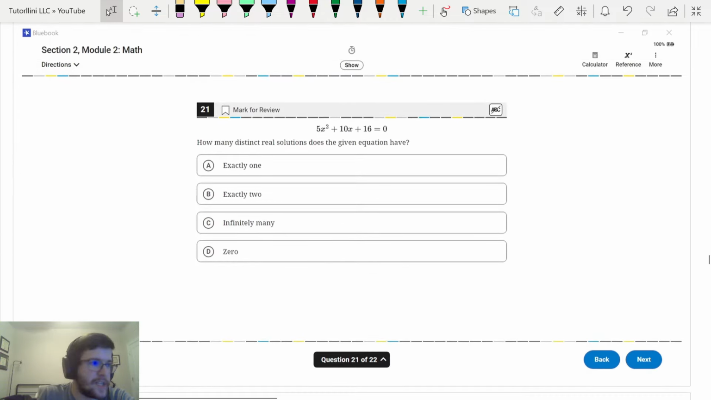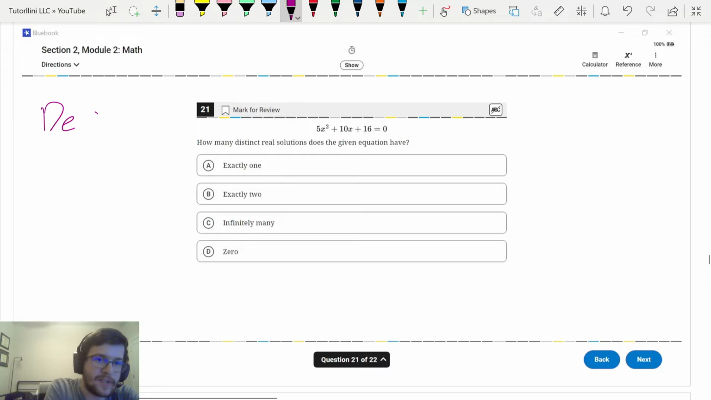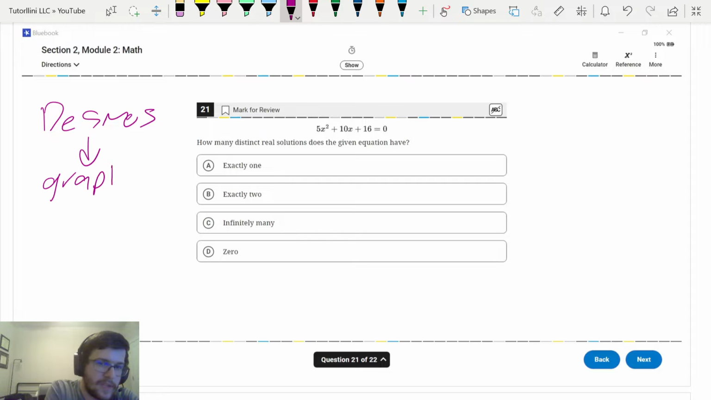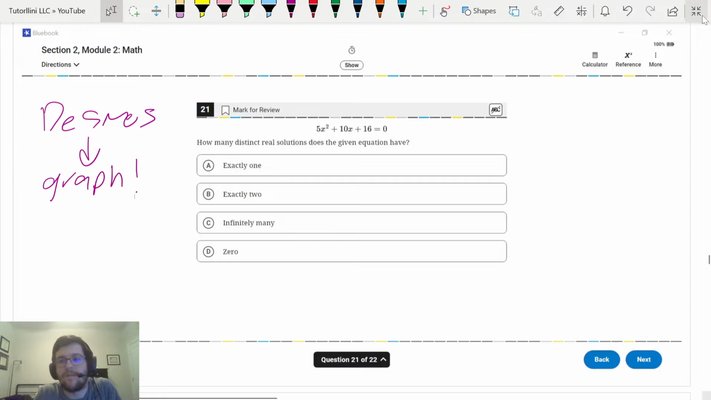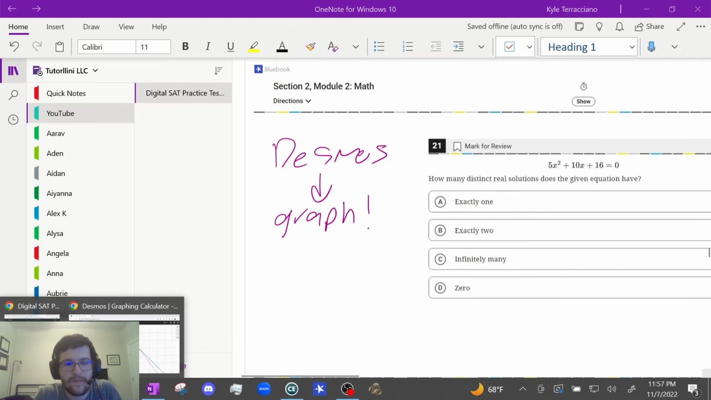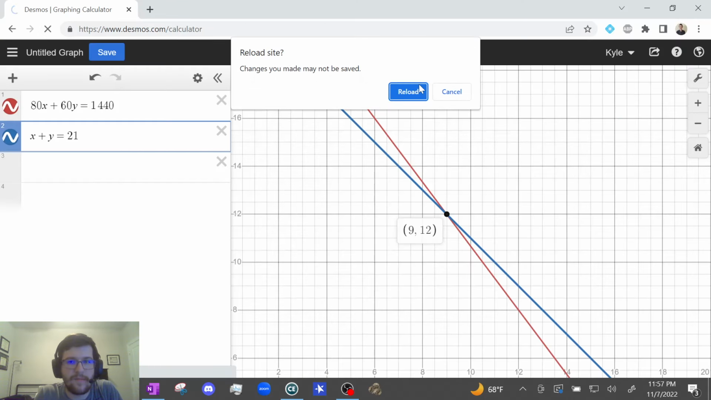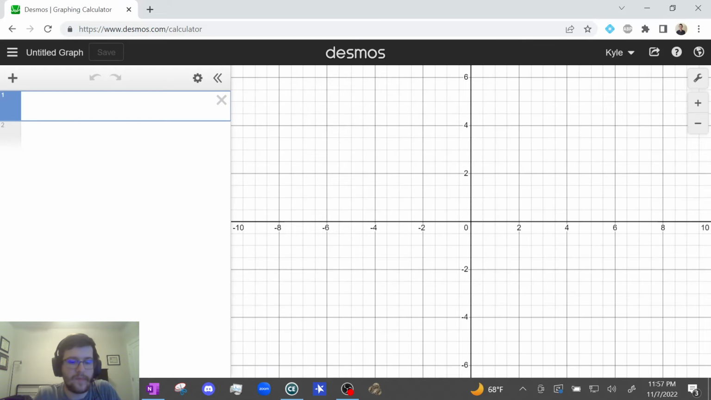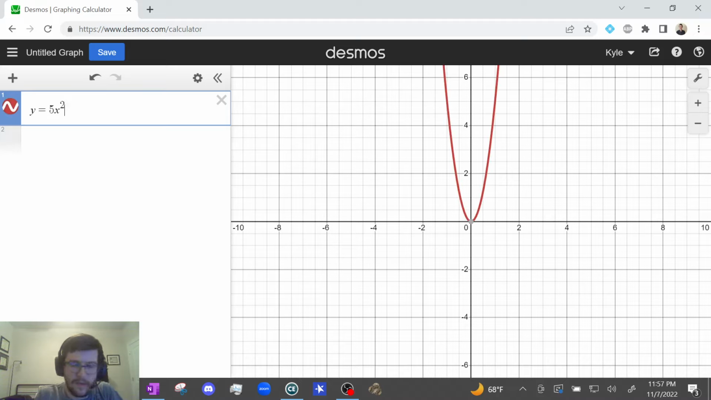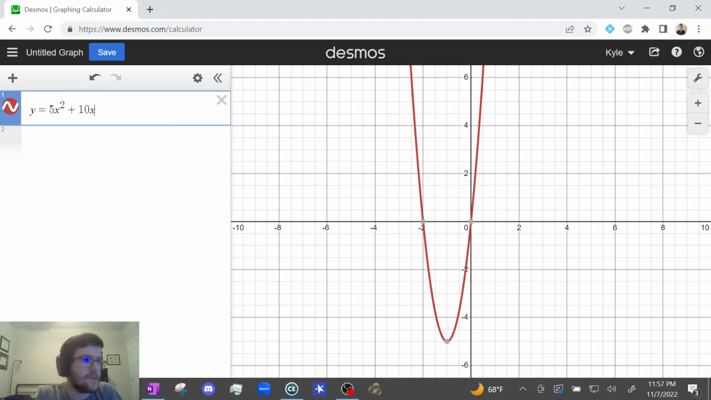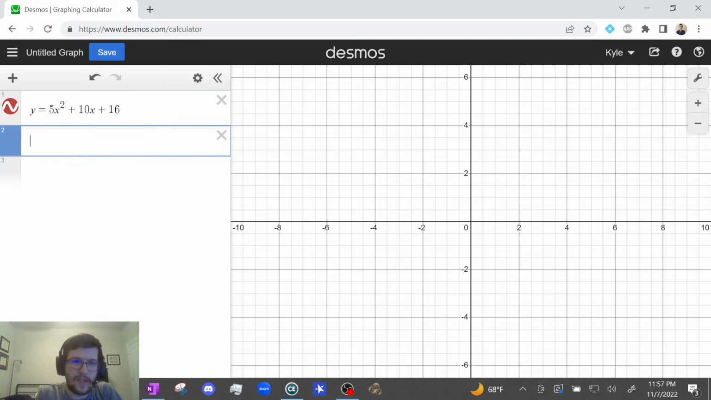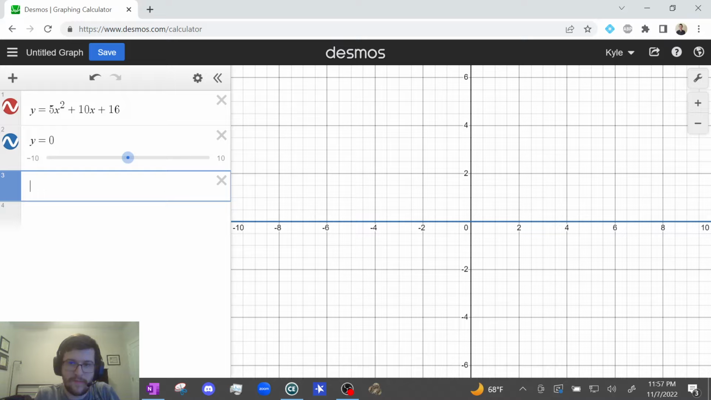21. How many distinct real solutions does the given equation have? Okay, well, we can answer this very easily just by graphing the left-hand side and the right-hand side. So let's do that. So y equals 5x squared plus 10x plus 16, and then the other side is y equals 0.